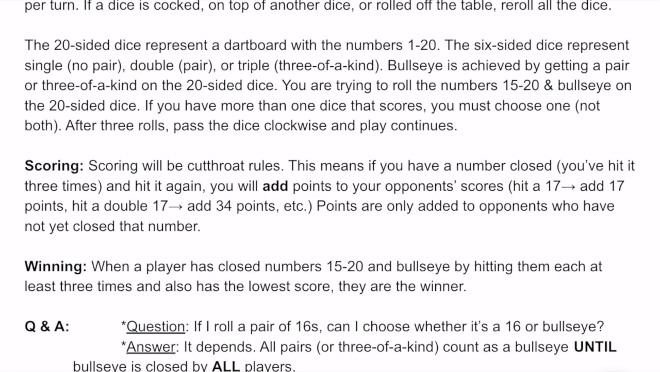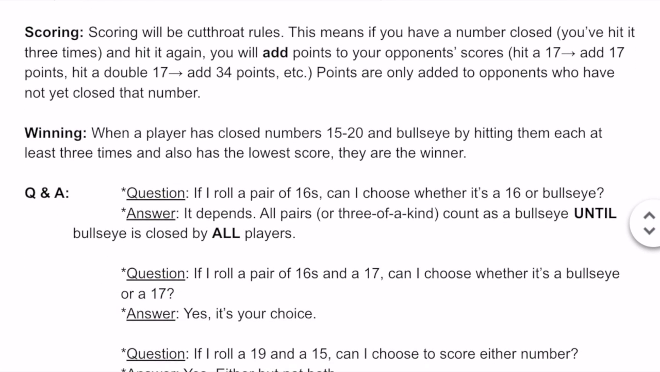The 20-sided dice represent a dartboard with the numbers 1 through 20. The 6-sided dice represent single on the dartboard, double on the dartboard with a pair, or a triple on the dartboard with 3 of a kind. Bullseye is achieved by getting a pair or 3 of a kind on the 20-sided dice. So you're trying to roll the numbers 15 through 20 and bullseye on the 20-sided dice. If you have more than 1 dice that scores, you have to choose one, not both. After 3 rolls, pass the dice clockwise and play continues.